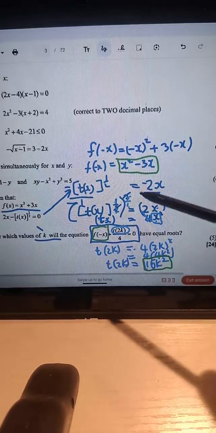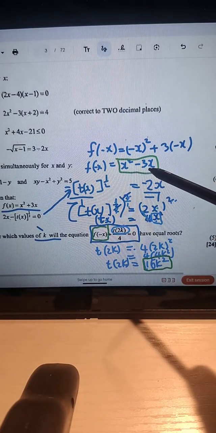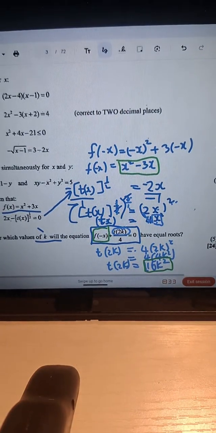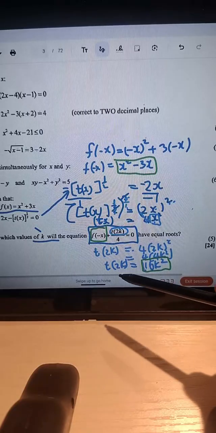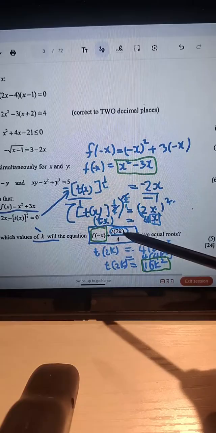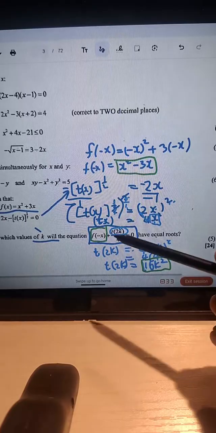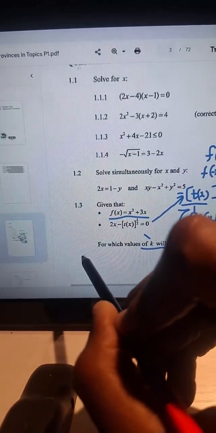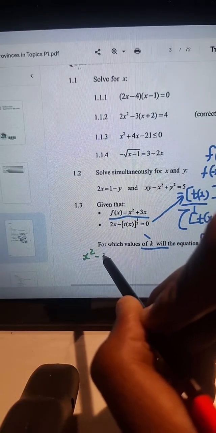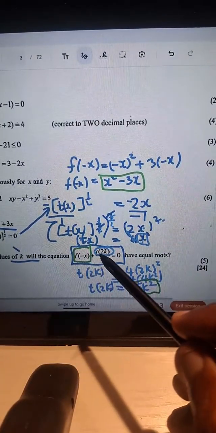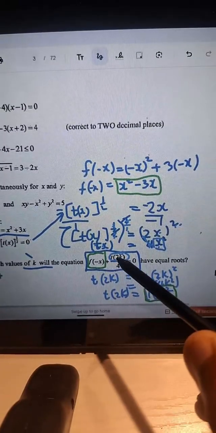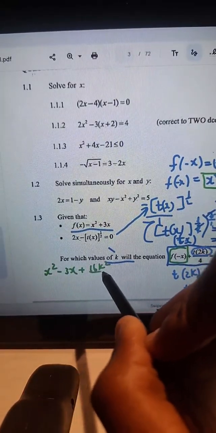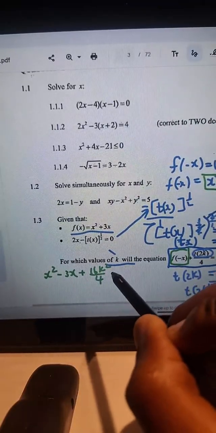So guys, now that I have the expression of f of x, which is x squared minus 3x, I'm going to take x squared minus 3x and substitute it in the place of f of negative x. And then, since I have the expression of t of 2k, which is 16k squared, I'm going to substitute that 16k squared in the place of t of 2k. Does that make sense? And then I'm going to write the actual equation equated to 0. So let's do that. F of negative x, there it is. F of negative x is x squared minus 3x. Plus, we write the plus, then the t of 2k is 16k squared in the numerator, 16k squared over 4, equal to 0.